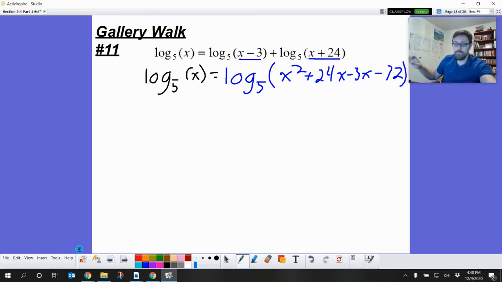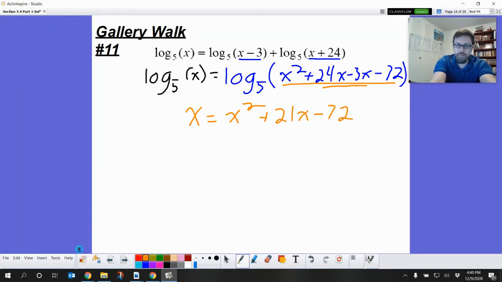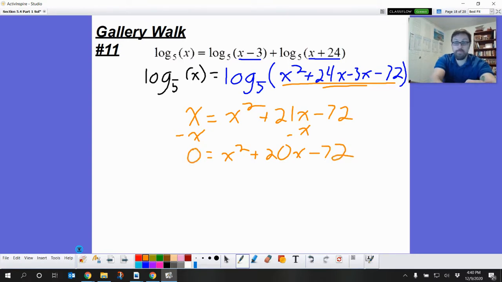All right. Now that I've got 1 log equaling another log, the logs drop out. Even though they're different, even though that blue one has got so much more junk in it, it is the same as the other one. So we just get x equals this stuff. So that's x squared. I got to combine these two. So that's plus 21x minus 72. Then I got to get this thing equal to 0 because now it's just a quadratic. So I'll subtract an x from both sides. So we get x squared plus 20x minus 72. And we got 0 over here, just like I wanted.